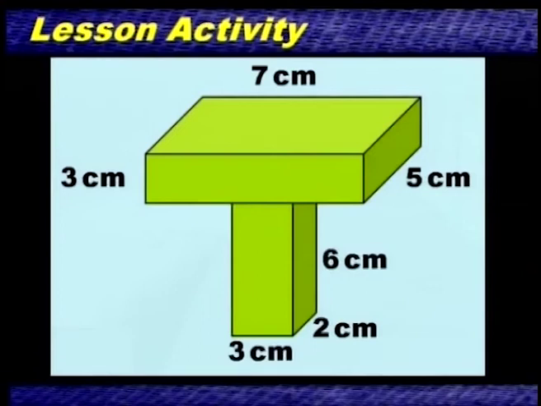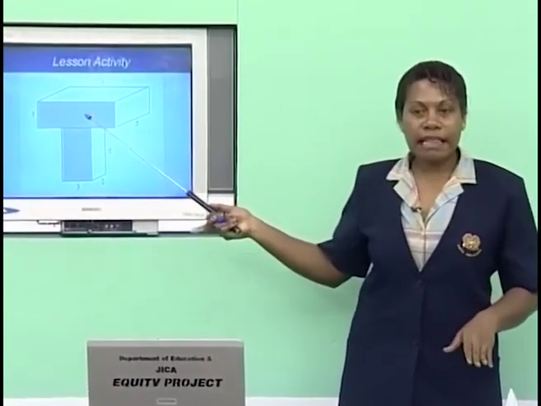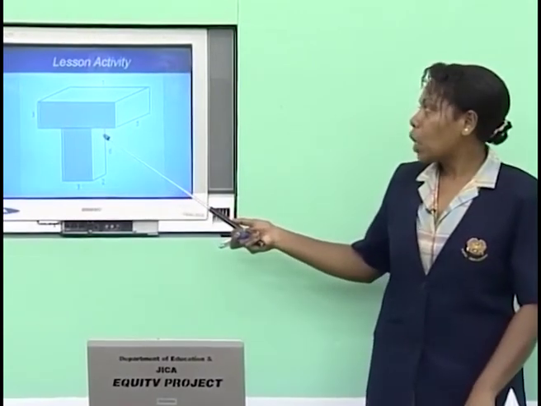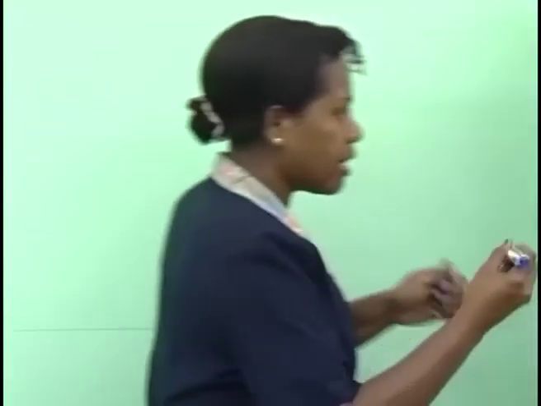Let's calculate the volume of this cuboid. Firstly, volume is equal to length times width times height. The length is? 7 centimeters. The width is? 5. And the height is? 3. So what's the volume? 105 cubic centimeters.